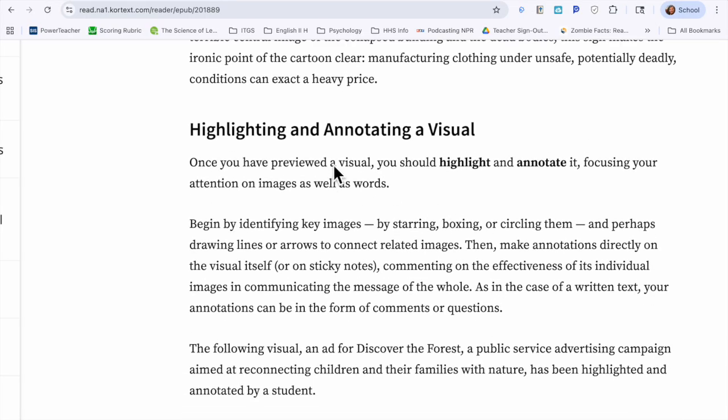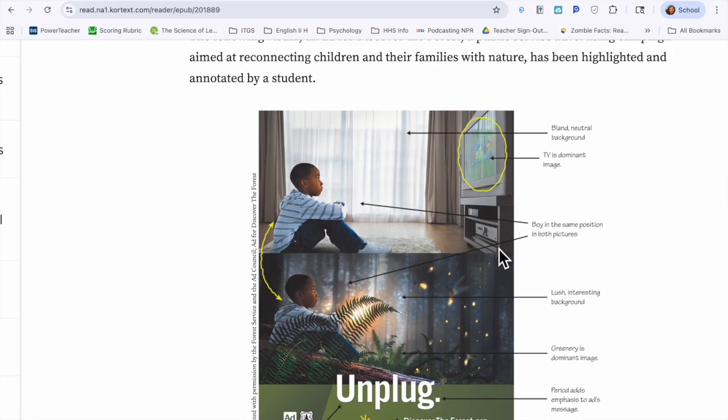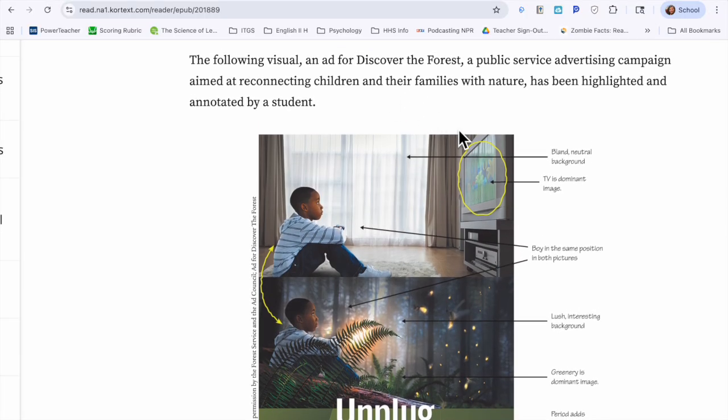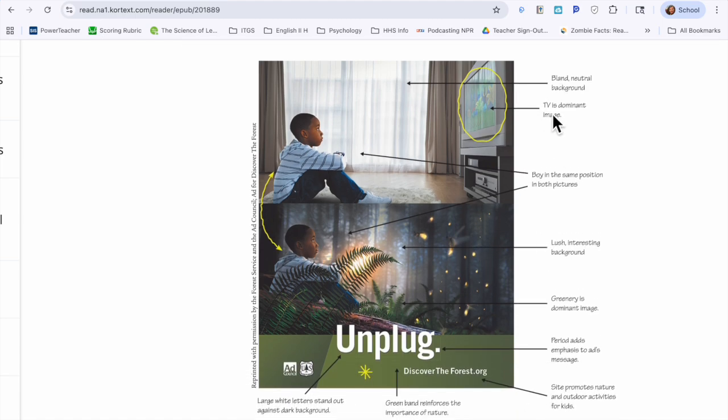And then you're going to be taking a look at that image, highlighting and annotating it, and letting me know what you see. So the picture that's in the textbook was an ad for Discover the Forest. And if you notice that this person has gone in and they have their image, they've made several observations about it, and we can see that the student is in the same position.